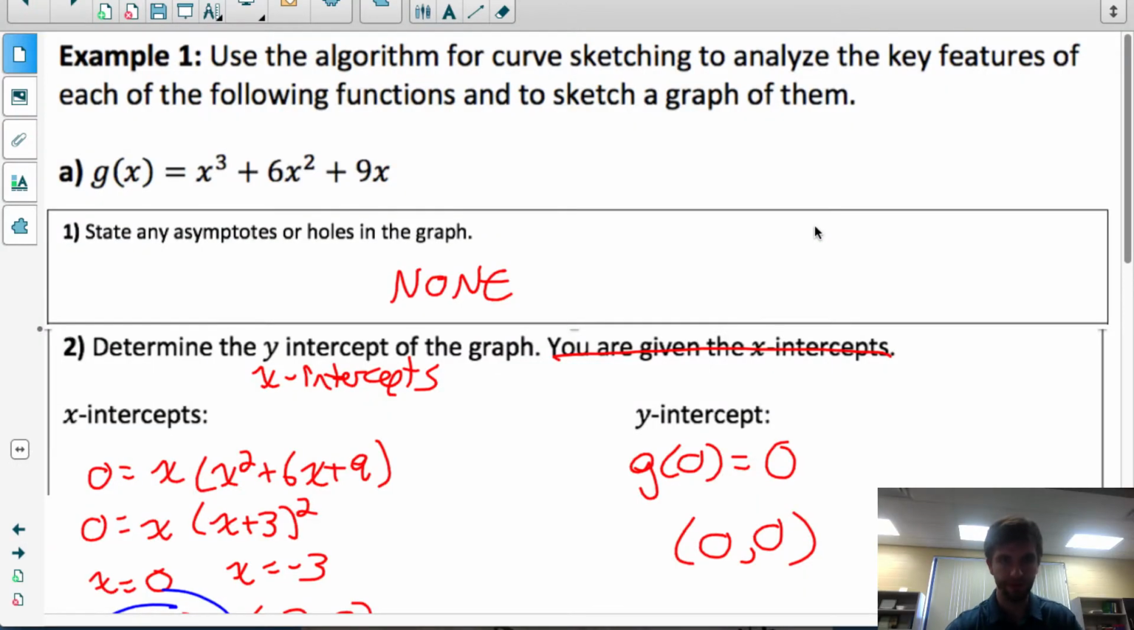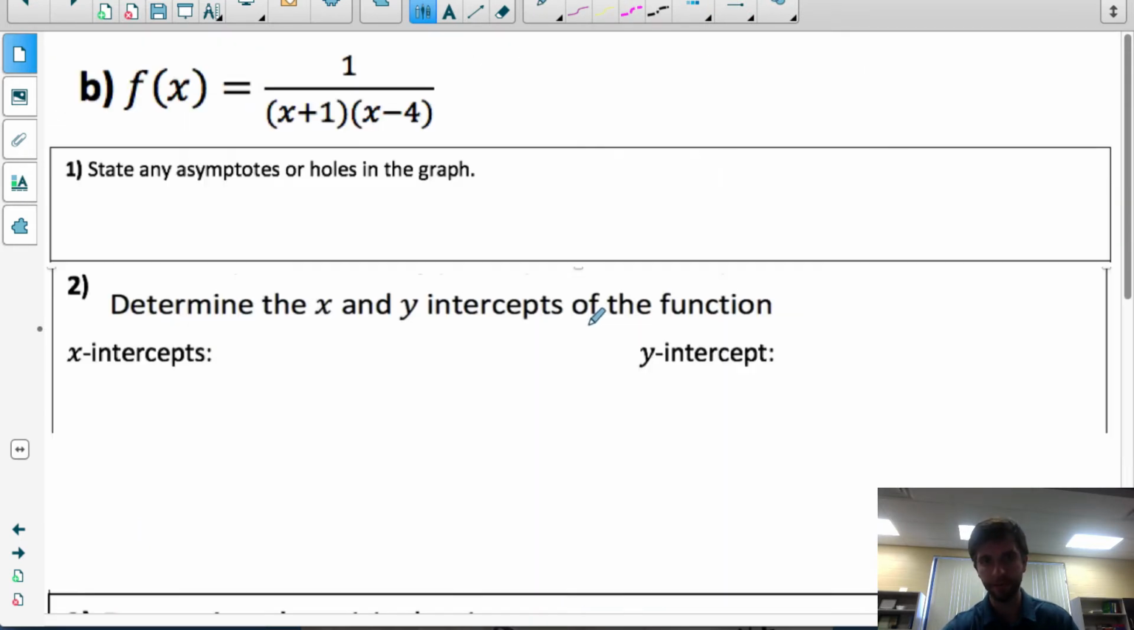Let me just go past the first one we did, right? In the first video, we looked at the curve sketch of this polynomial function. So we've already done that. Let's do this example here where it's a rational function, right? We have a function in the denominator. There's a variable in the denominator.